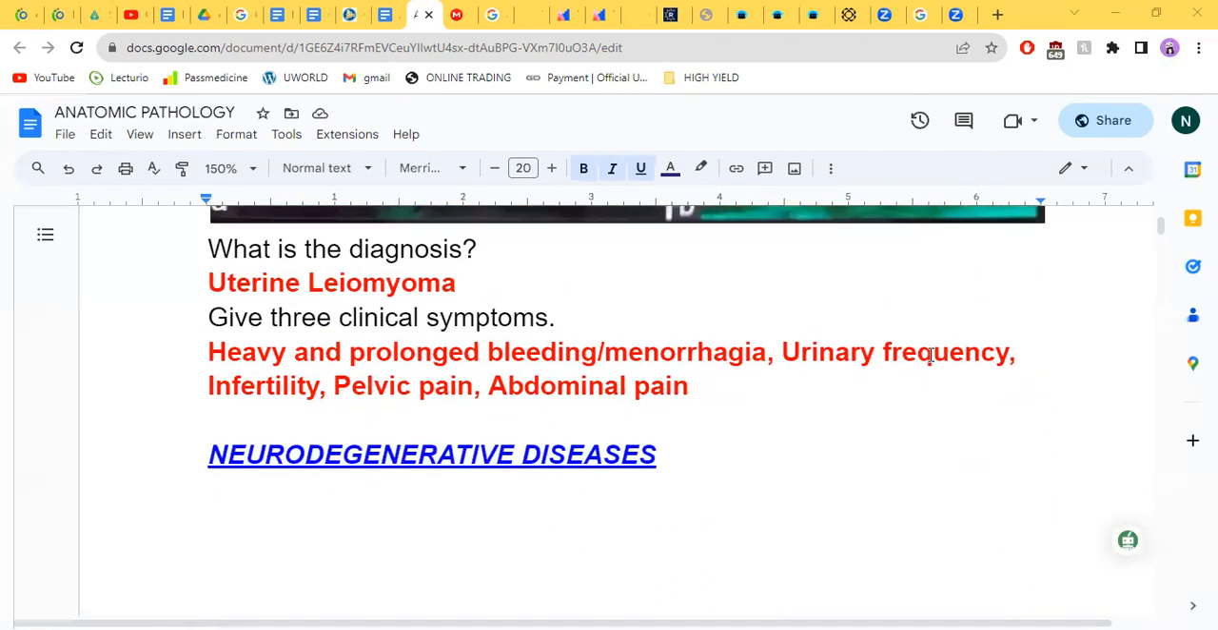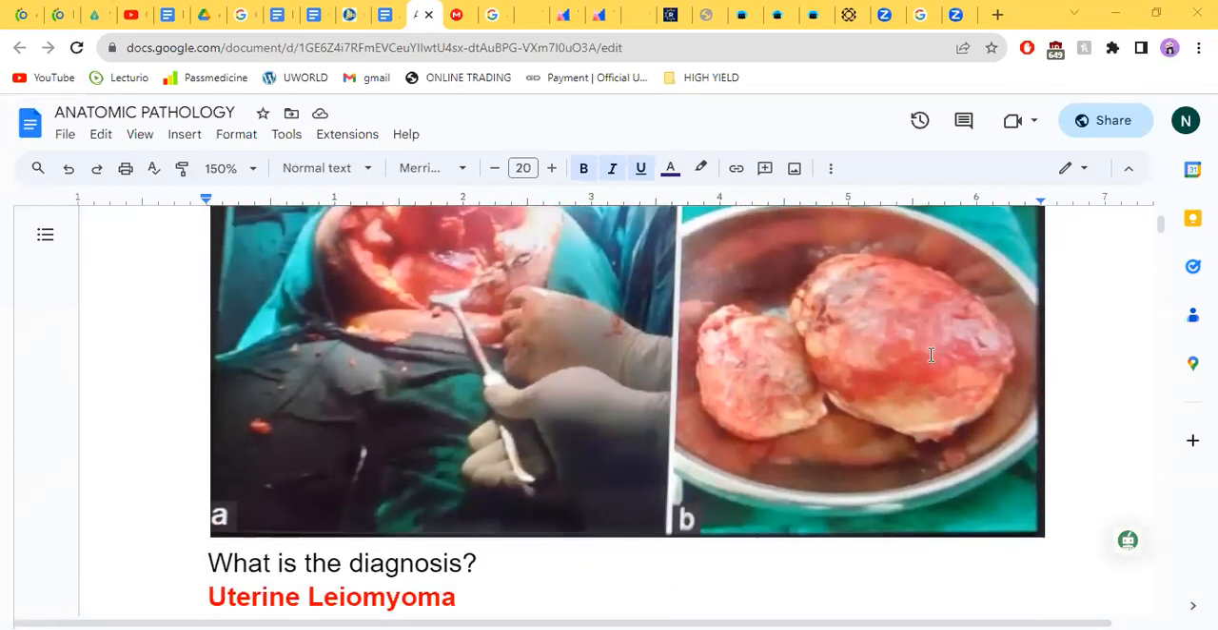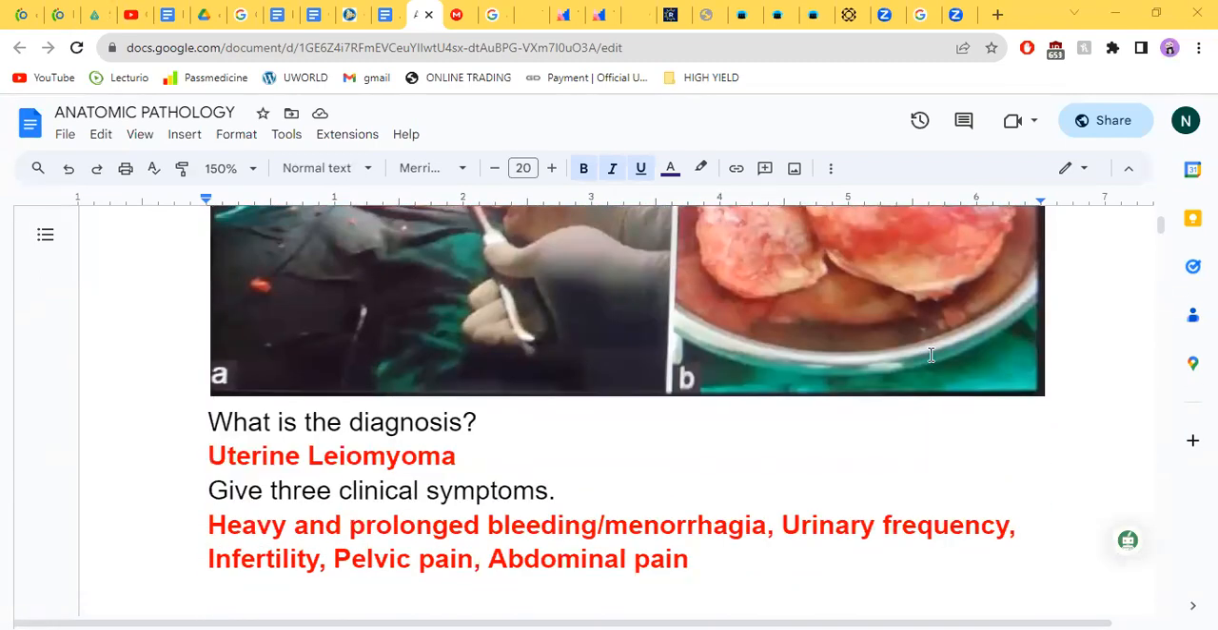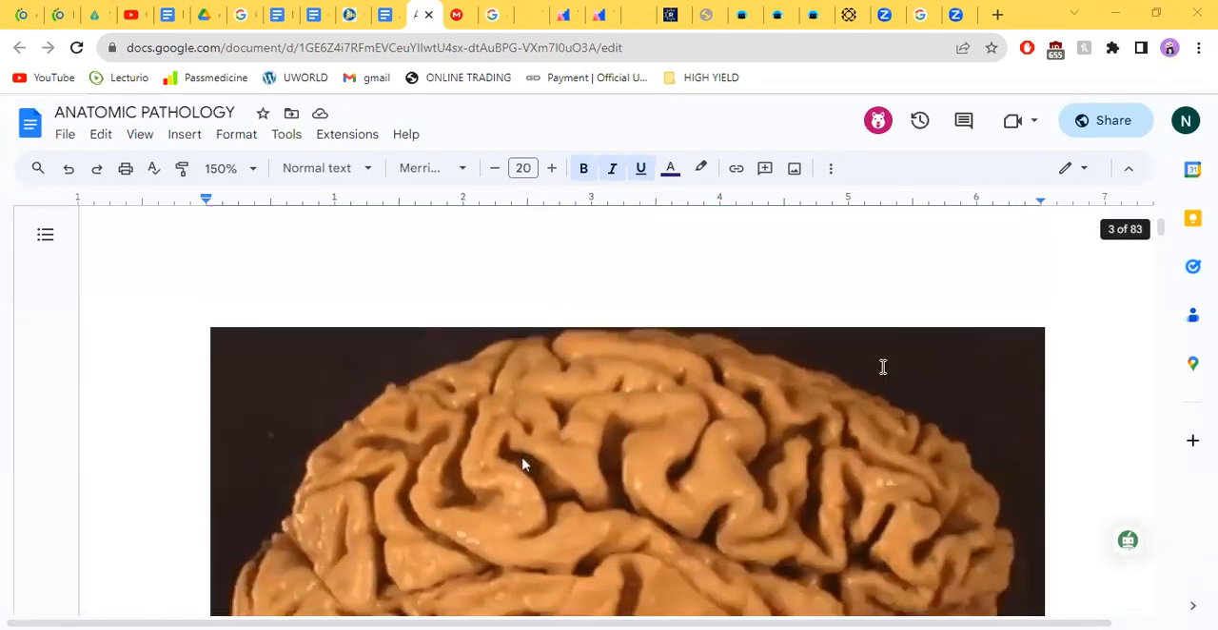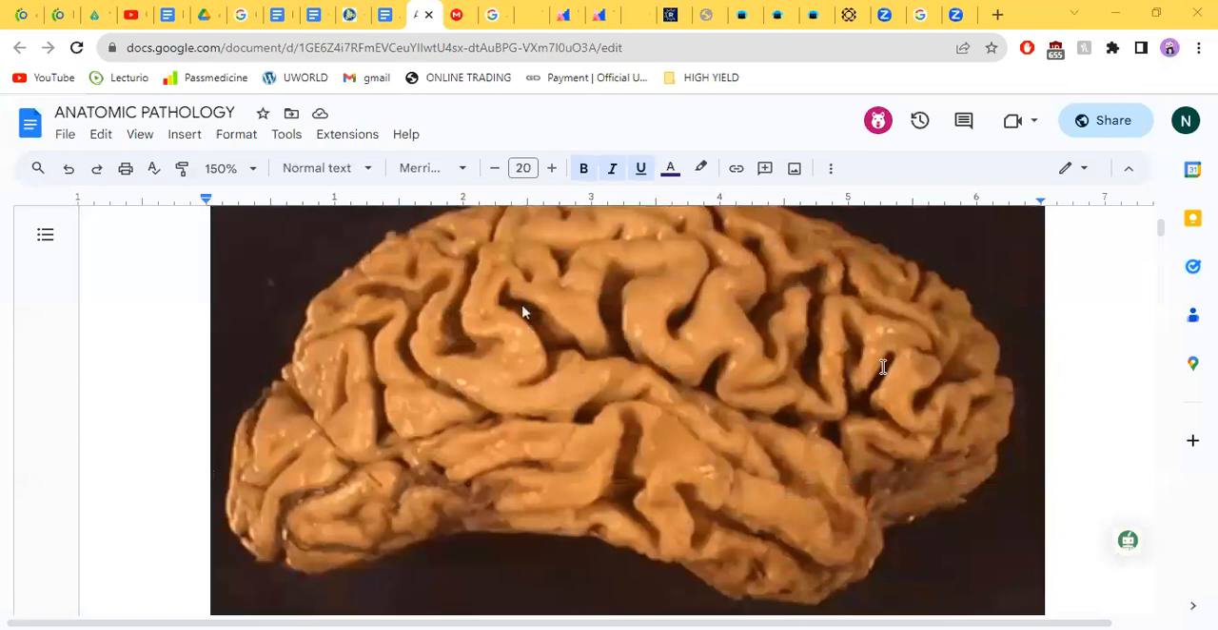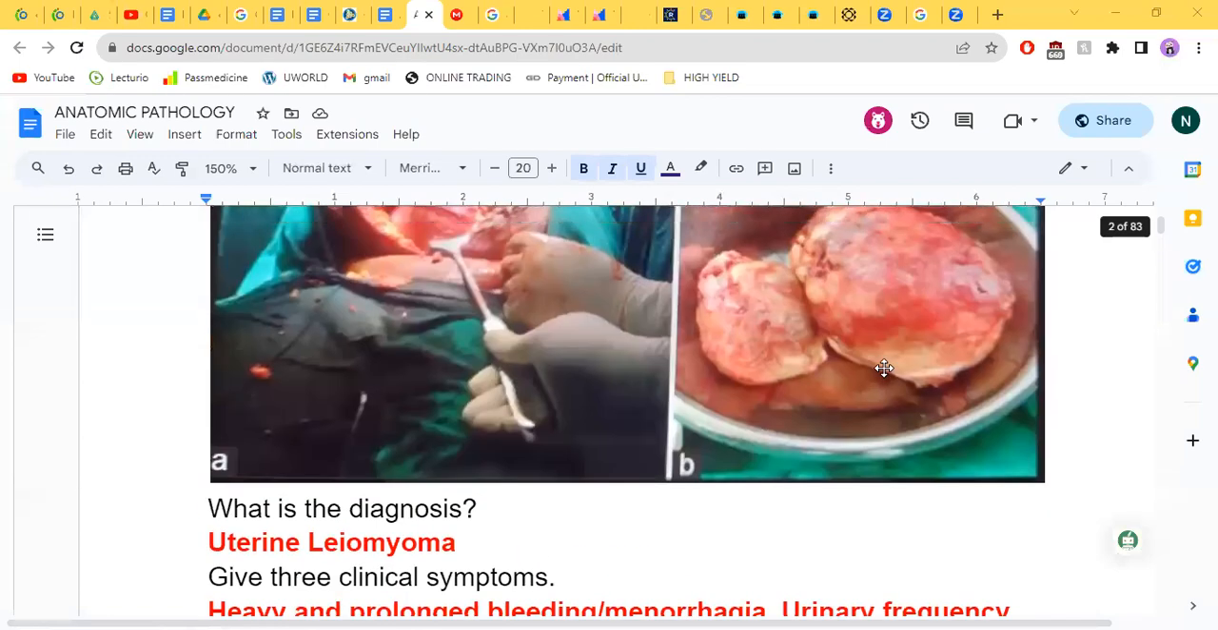I think this is the same thing, the uterine leiomyomata. We have the heavy and prolonged bleeding, menorrhagia, and urinary frequency because it's a mass, and since it's a mass, it's pushing on the bladder, therefore reducing its effective volume. There's also pelvic pain and abdominal pain. I think we can move on. Yes, the one on the tray is still a uterine leiomyomata.